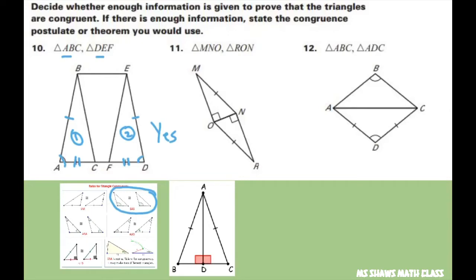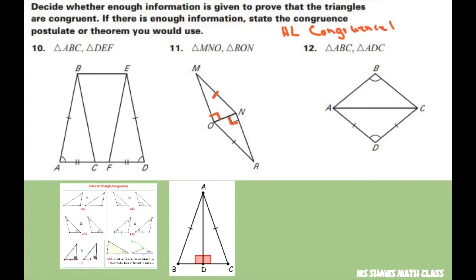Okay, for 11, we have one leg, or we have the hypotenuse marked, and we have a right angle. If you have a right angle, you're thinking about the hypotenuse leg congruence theorem, which states if you have a right angle and the hypotenuses are congruent, then that means the legs are also congruent. Or you could say this is congruent, because this is the same leg here.